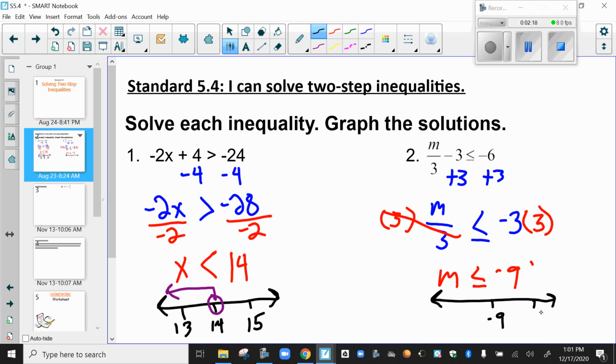Negative 9, go down 1 here. Or excuse me, up 1 on this side, down 1 on this side. Boy, I'm sorry guys, I'm having a lot of trouble writing on this today. Go do that again. Minus 10. All right. Less than or equal to is a closed circle. And then we have an arrow going up and to the left.